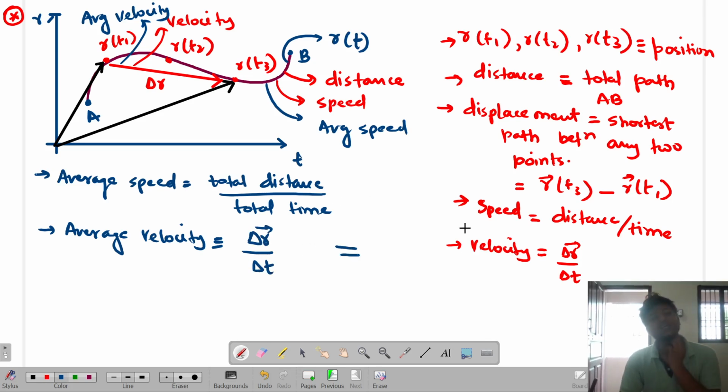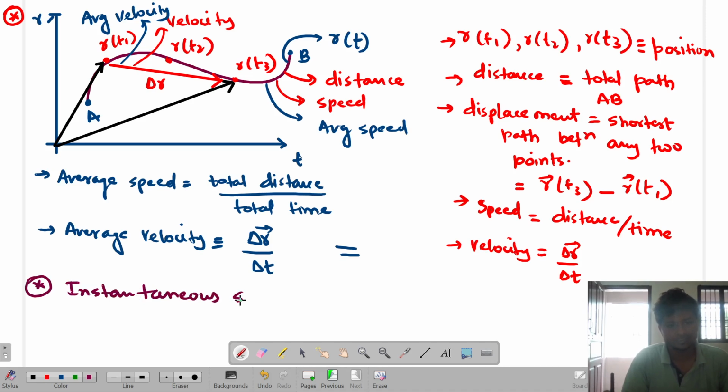Average speed and speed cannot be the same, because for speed, I do not know from which part to which part I'm calculating speed, and for average speed, which part to which part I'm calculating. But if the time interval is the same and the path length is the same, then the average speed is similar to speed. Are you able to get me or not? Is it clear? Now, when I talk about instantaneous speed and instantaneous velocity, they are totally different things, as I told you earlier.